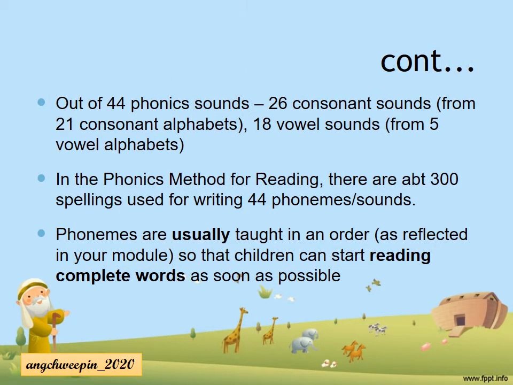Out of the 44 phonics sounds, there are 26 consonant sounds from 21 consonant alphabets and 18 vowel sounds from 5 vowel alphabets. In the phonics method for reading, these 44 phonemes or sounds and the letters or letter combinations used for them are taught. There are about 300 spellings used for writing these 44 phonemes or sounds. Phonemes are usually taught in an order, as reflected in your module, so that children can start reading complete words as soon as possible.